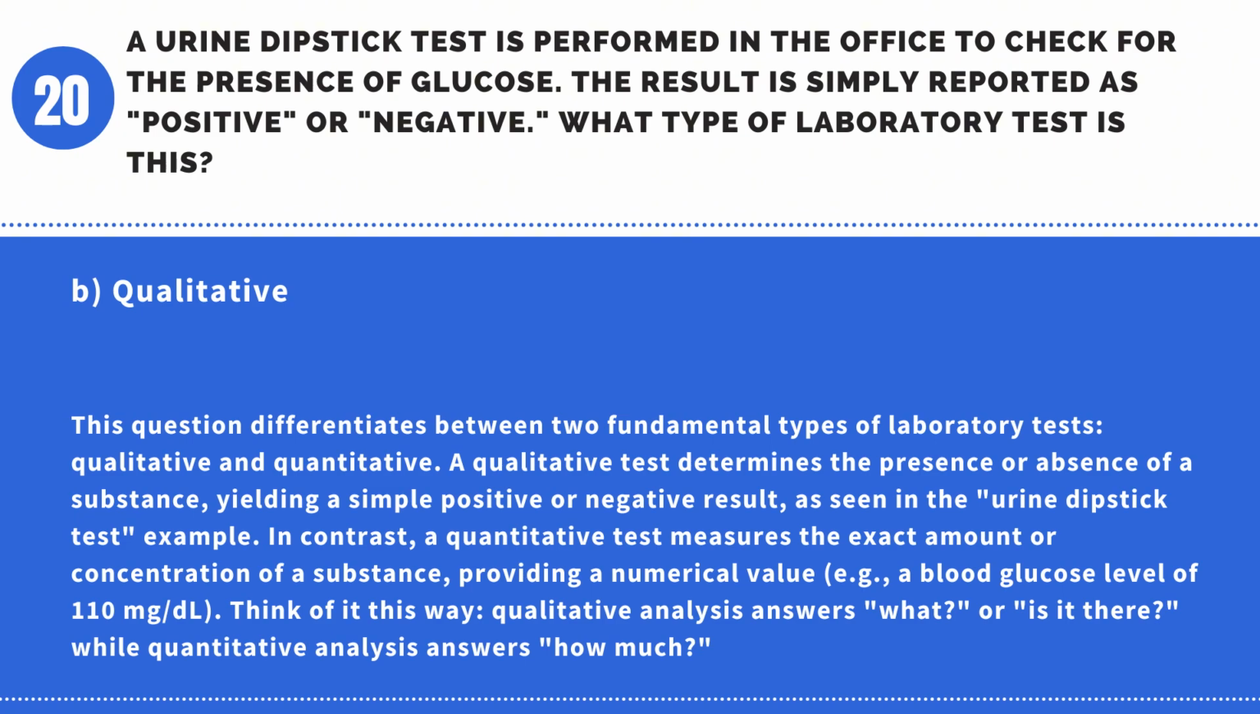Answer: B. Qualitative. This question differentiates between two fundamental types of laboratory tests, qualitative and quantitative. A qualitative test determines the presence or absence of a substance, yielding a simple positive or negative result, as seen in the urine dipstick test example. In contrast, a quantitative test measures the exact amount or concentration of a substance, providing a numerical value, e.g., a blood glucose level of 110 mg per deciliter. Think of it this way: qualitative analysis answers what, or is it there, while quantitative analysis answers how much.